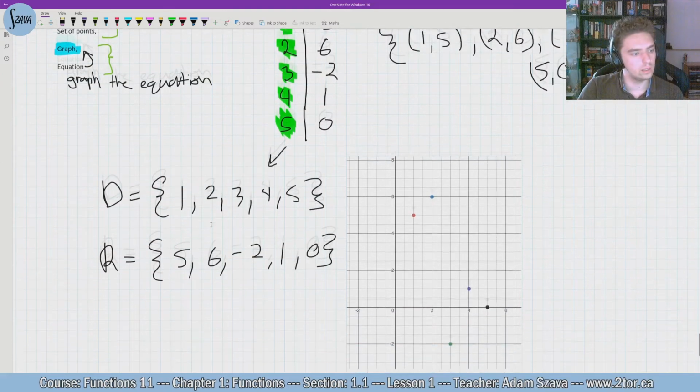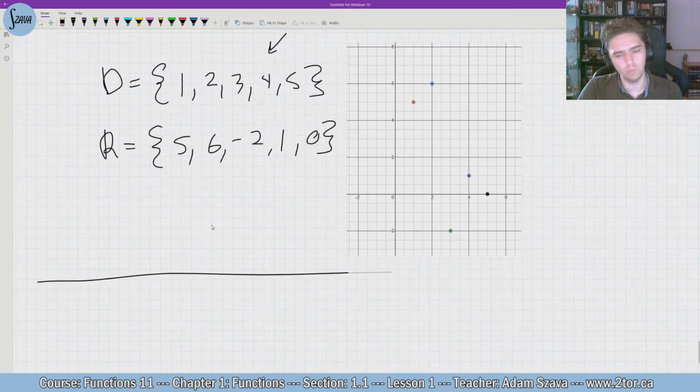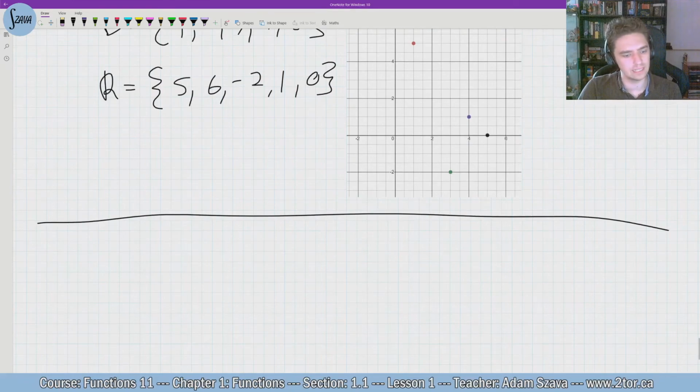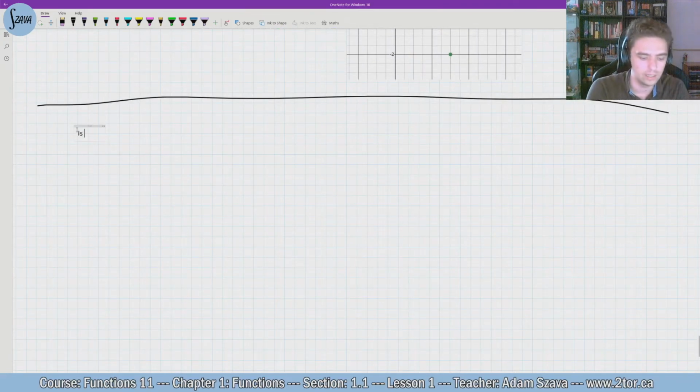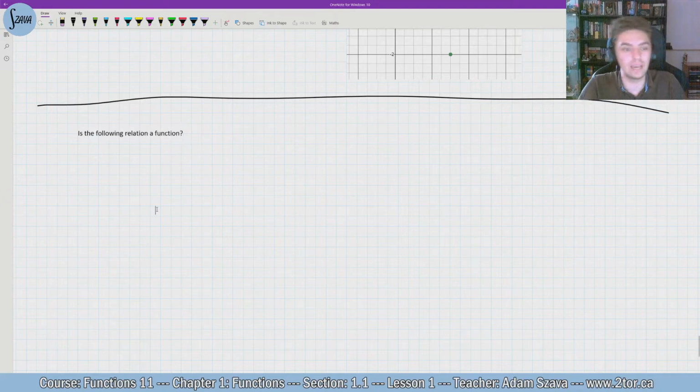So essentially, I just have one more point to make, and that's actually going to complete the lesson. The last point I have to make is just an example like this. So if I have, the question is the following: is this relation a function? Now you might say, okay, I'm going to use the vertical line test for this, right?